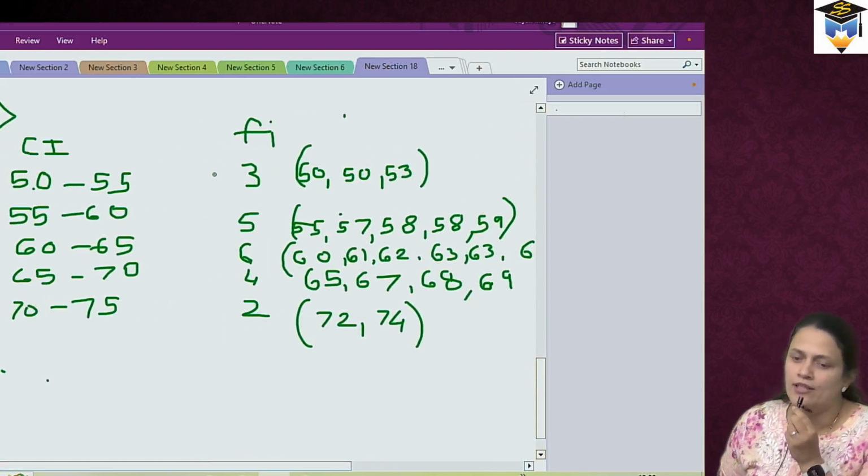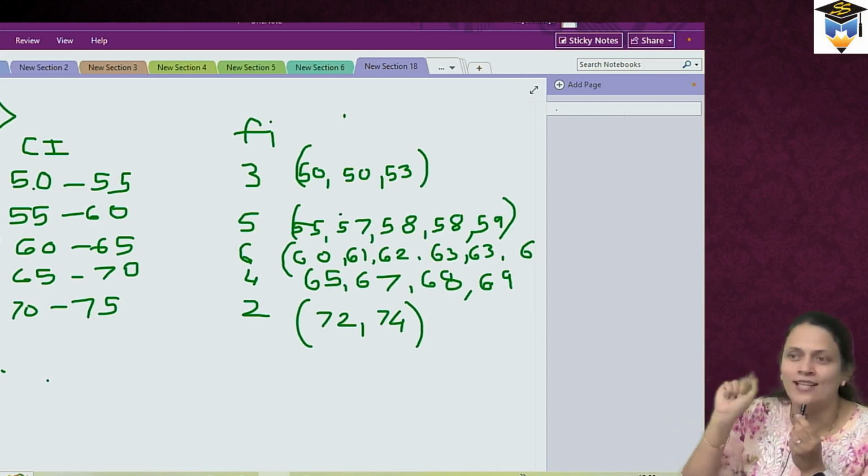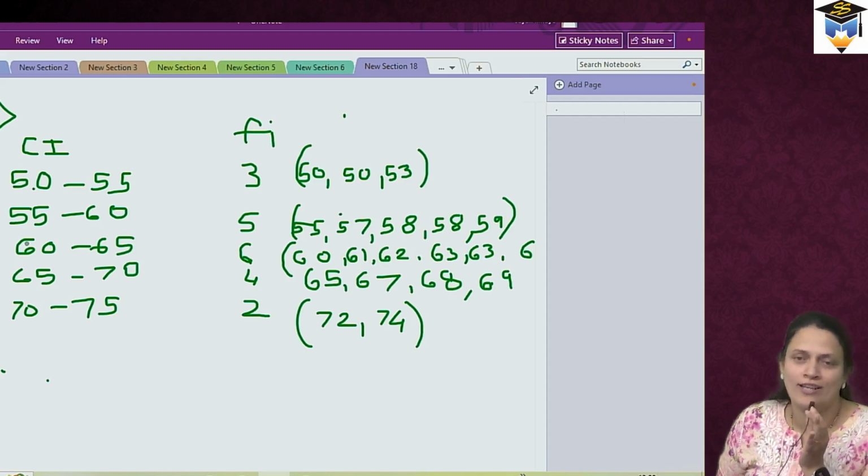Okay. Now here, as you can see, CI 50 to 55, frequencies 3, all these are included. If you observe, 55 is included in the next interval. How did we calculate? That was the mistake. I told you, for class length, there is some mistake. So now, always remember: the class interval is 50 to 55. Should you consider 55 in this? No. 55 has to be considered in the next class interval.